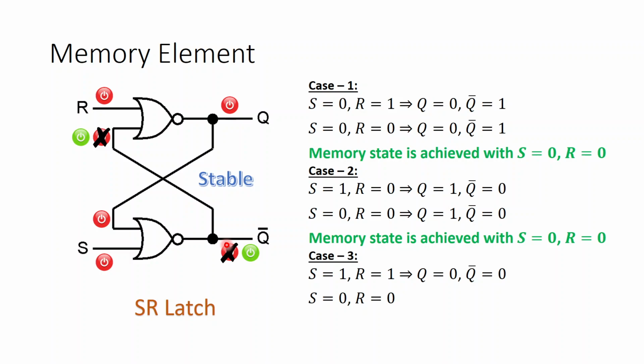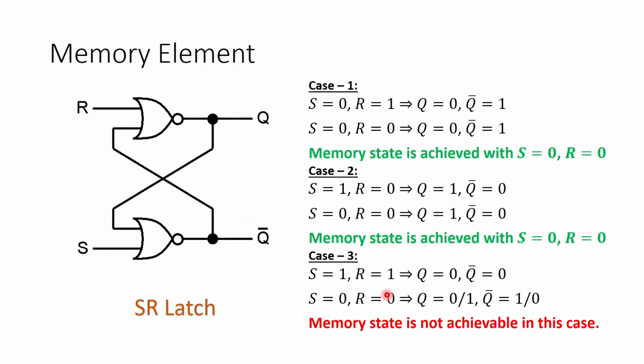So when we are giving S equals to 0, R equals to 0, starting from the configuration S equals to 1, R equals to 1, which is giving output as 0 0. So now when we are giving S equals to 0, R equals to 0, ideally we would get instability that we showed, but practically we would get a stable output, but we don't know what that stable output would be. Will it be 0 1 or 1 0? We are not sure about. Whatever it can be, and whatever it becomes, it will remain like that.